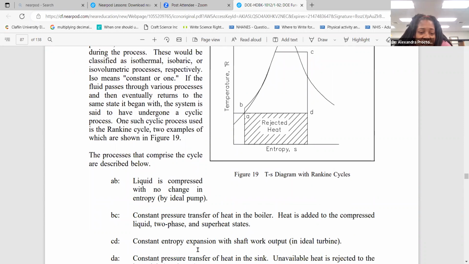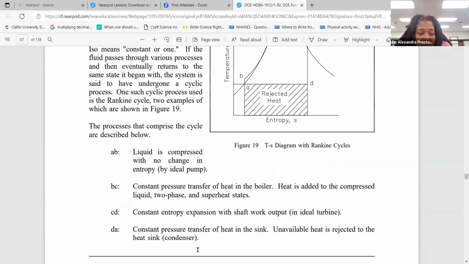AB is a liquid that is compressed with no change in entropy, and this is by an ideal pump. BC is constant pressure transfer of heat into a boiler. So heat is added to a compressed liquid. You have two phases, and you have the superheat state. CD is where you have constant entropy expansion with shaft work output, and this is an ideal turbine. And then for a condenser, you have constant pressure transfer of heat in the sink, and unavailable heat is rejected to the heat sink.